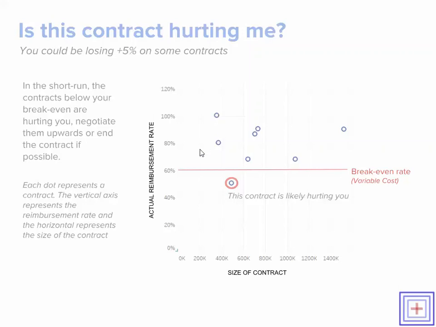In the short run, what you want to make sure is that all your contracts are above your variable cost structure. So in this example, this contract here is below the variable cost structure. It looks like it's around 50%. So you'd actually be losing 10% to your bottom line for all these patients that are showing up here. So you'd want to make sure that, again, with these contracts, you negotiate them upwards.